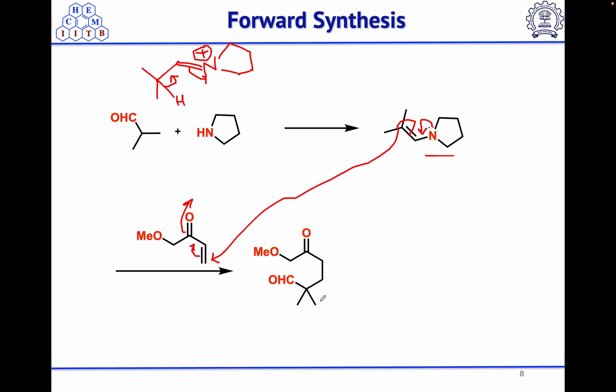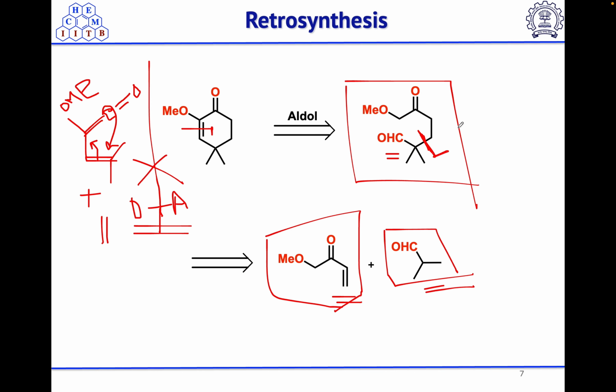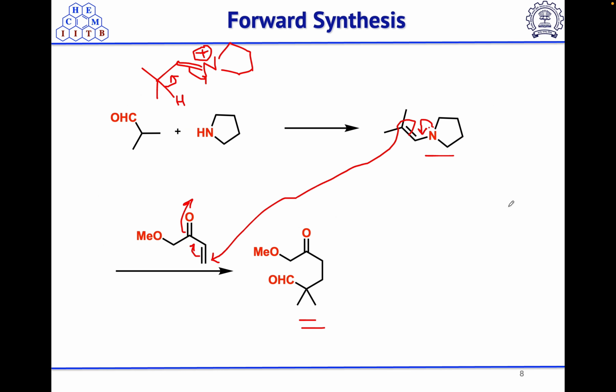and you will get the corresponding CC bond formation product. Now what will be your next conversion? Basically we got this product. Now in forward synthesis, what next do we have to do? So we need to do this aldol reaction in the forward direction. Aldol reaction we need to do, so some conditions, some bases we need to use, like sodium hydroxide base, to carry out this aldol reaction.